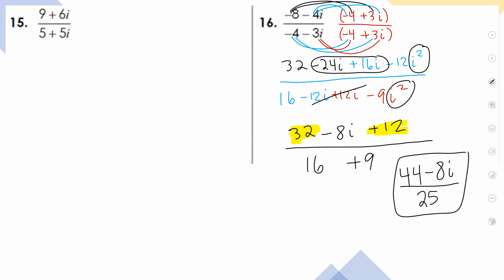And notice i is not in the denominator. Okay, because i cannot be in the denominator. So the way we got i out of the denominator is we multiplied by the complex conjugate.